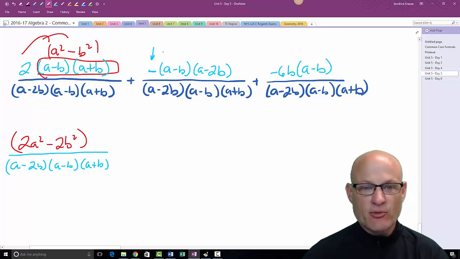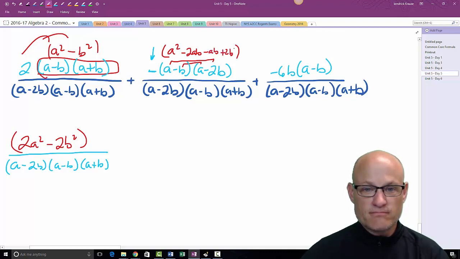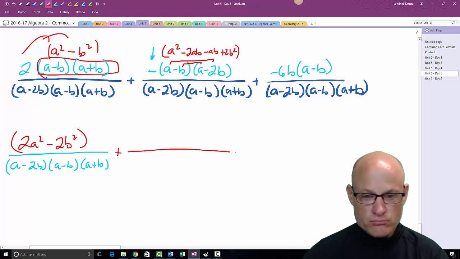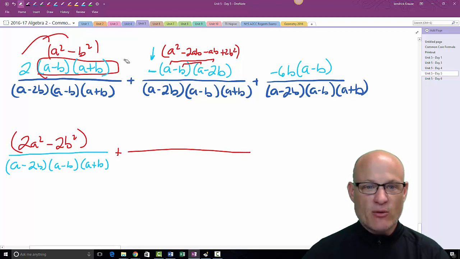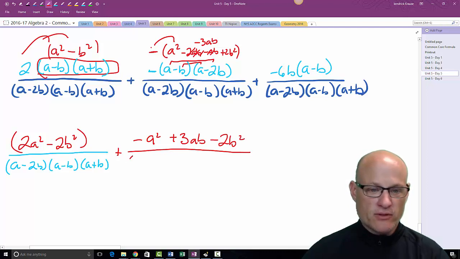All right. This one I got to double distribute. And I get a squared minus 2ab minus ab plus 2b squared. Now we might as well distribute that negative while we got it. We're going to distribute that negative because we got that nasty negative out front. So first and foremost, this is minus 3ab right here in the middle. So we're going to distribute this negative. Minus a squared plus 3ab minus 2b squared all over a minus 2b.